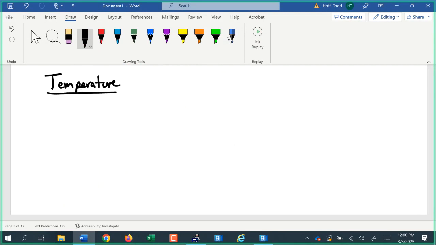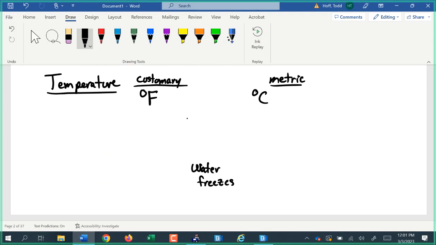So in temperature, we have our 2 scales. We have the Fahrenheit scale, and we have the Celsius scale. Well, the Fahrenheit scale is our customary or standard scale. And the Celsius scale is the metric. And our benchmarks that we use in temperature are the temperature at which water freezes and the temperature at which water boils.